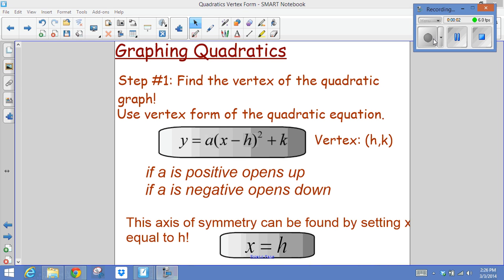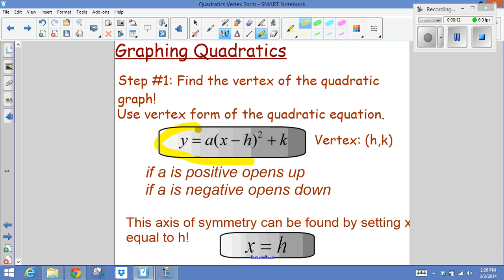Alright, graphing quadratics. There are several different ways that we can graph a quadratic, and the one we're going to look at today is called vertex form. And this is what vertex form looks like right here. It's a very special equation because the vertex of our quadratic is (h, k), which we pull right from the equation. So if a quadratic is written in vertex form, we can look at it and find the vertex immediately just by pulling this out.